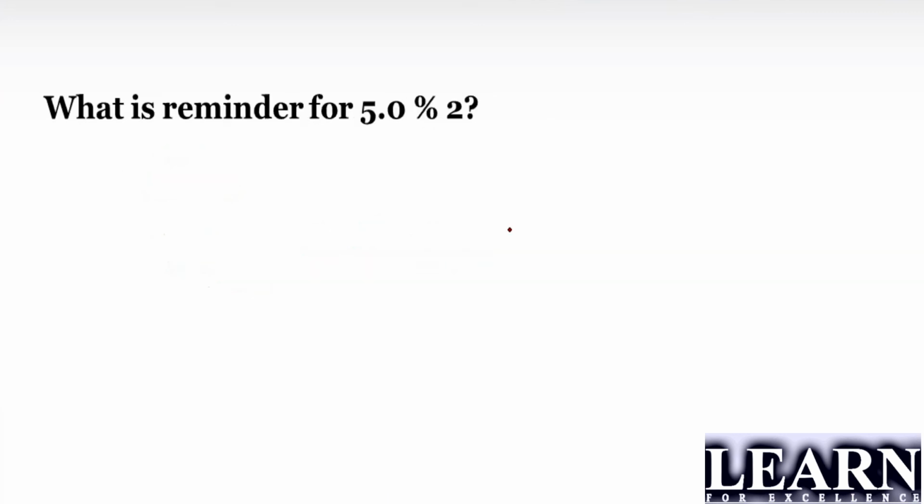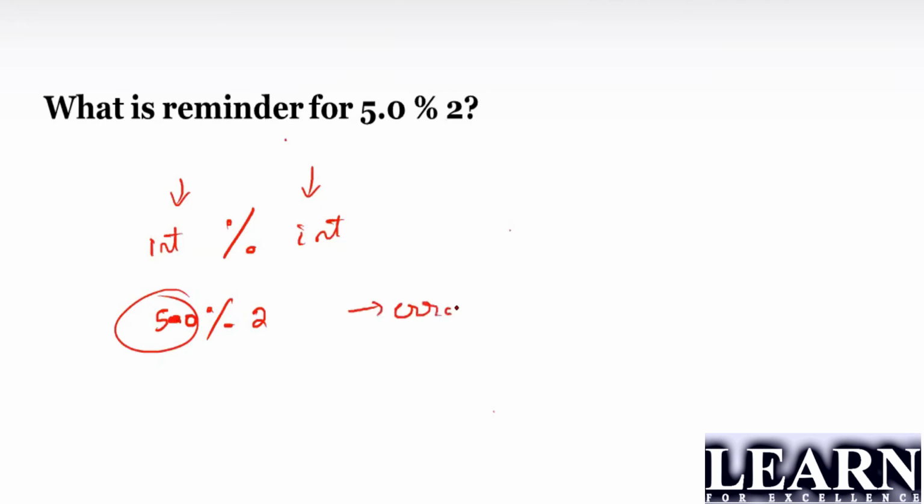Yes, we'll have a look at the next beautiful question. What is the remainder of 5.0 modulus 2? It's a beautiful question, guys. Remember one thing, whenever you use the modulus operator, it will take integers. So if you take 5.0 modulus 2, it will give an error stating that you are using something other than an integer, that is, a float. It will not give out 1 or 0 here. It will give out an error.